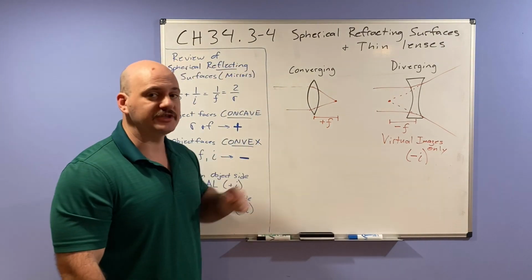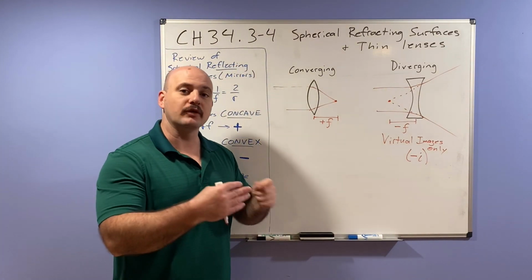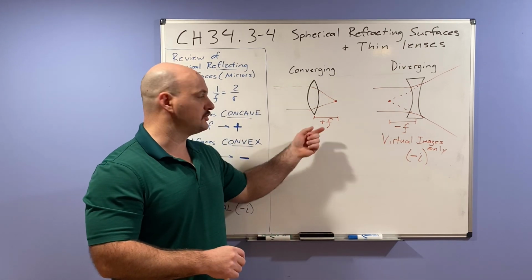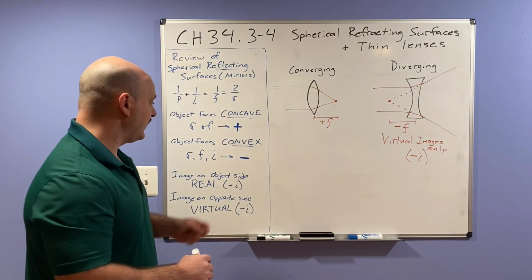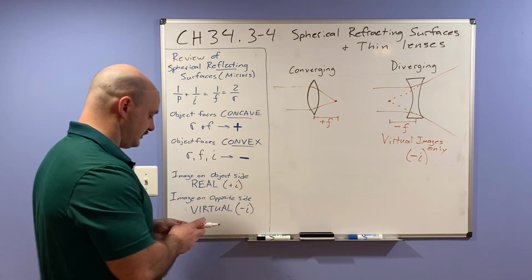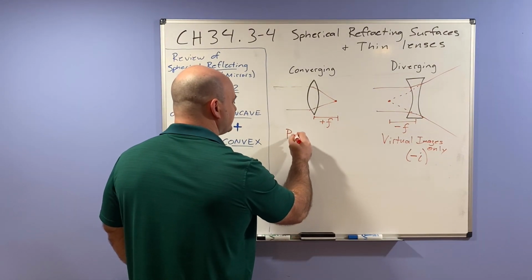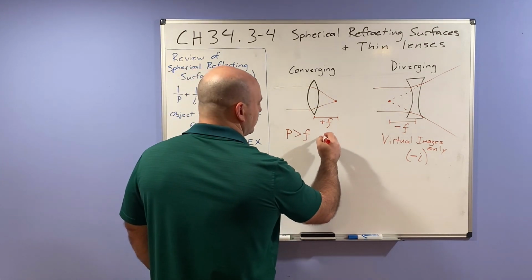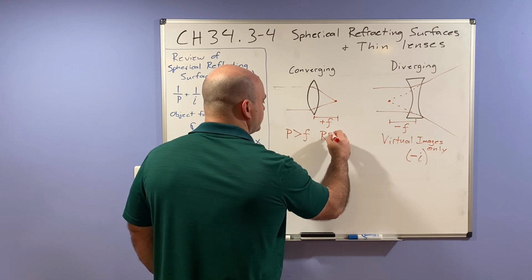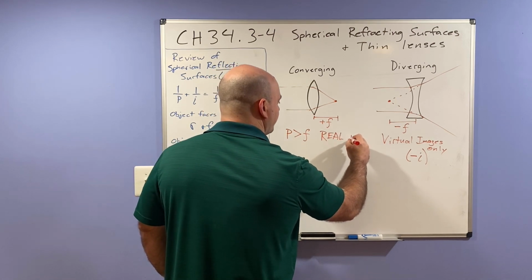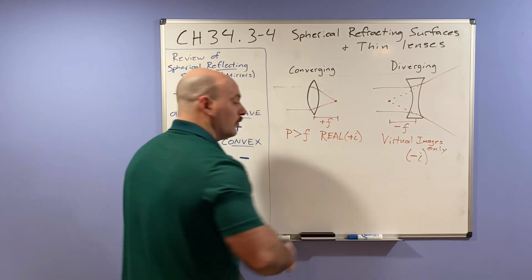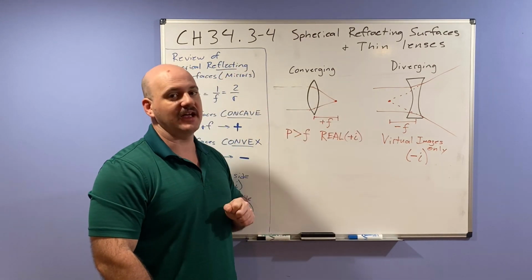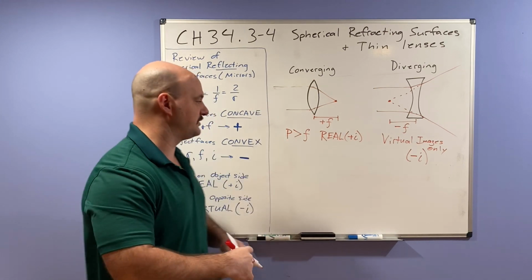Now, converging lenses can form either real or virtual images depending on where the object is in relation to the focal length. Again, very similar to concave mirrors. If the object distance is greater than the focal length, then it will form a real image. Again, that real image has a positive image distance. Where do those real images form? They form on the opposite side of the lens from wherever the object is.